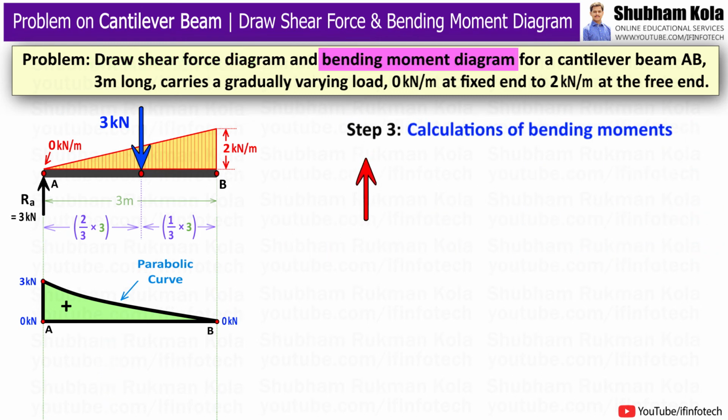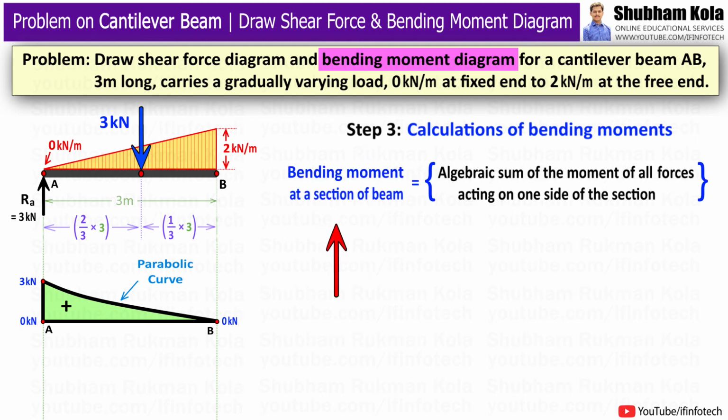Now the next step is the calculation of bending moment. So bending moment at a section of the beam is calculated as the algebraic sum of moment of all the forces acting on one side of the section. So to calculate bending moments, we can start either from the left end of the beam or from the right end of the beam. So here I will start from the right side.